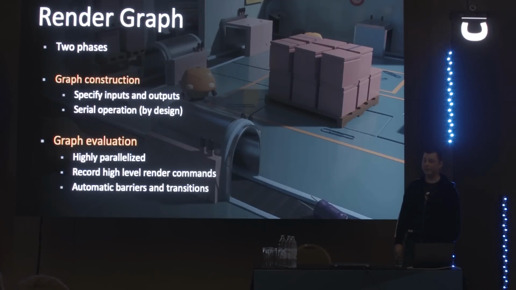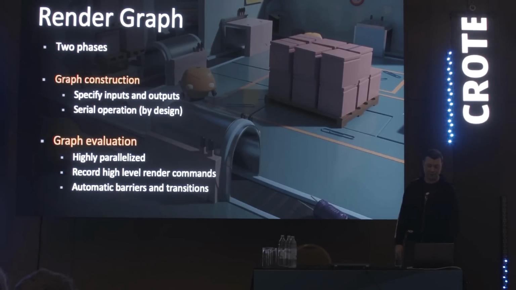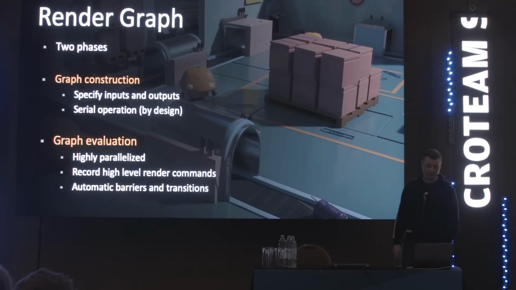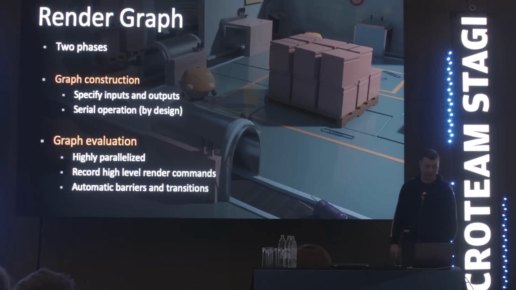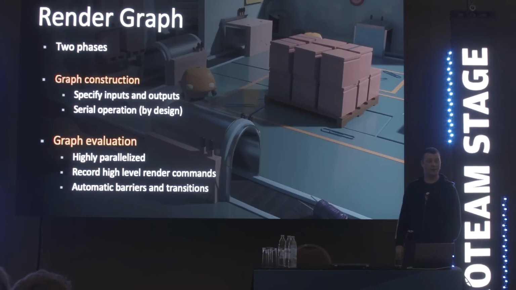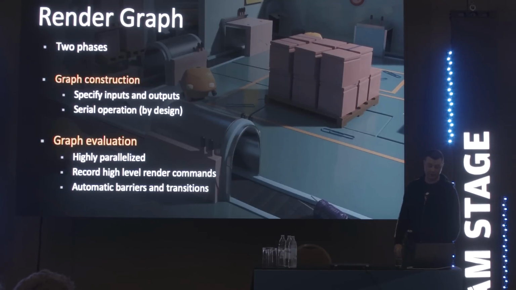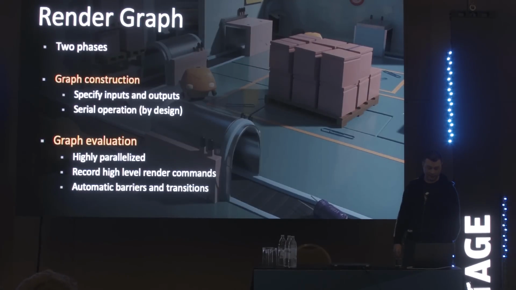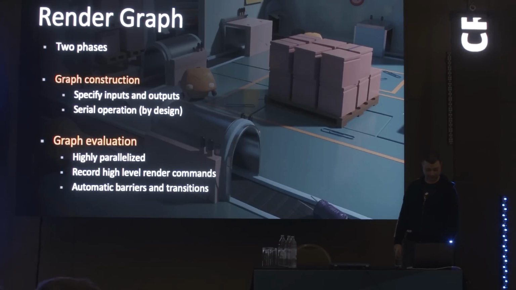Render graph runs in two phases, construction and evaluation. Construction specifies the input and output dependencies, and this is a serial operation by design. If you implement a hierarchical Gaussian blur as a single pass that gets chained X times, you want to read the size of the input in each step and generate the proper sized output. Maybe you could split it up into some threads, but tracking dependencies in order to do a construction in a parallel fashion might be more costly than just running it serially. Evaluation is highly parallelized, and this is where the high-level render commands are recorded and automatic barriers and transitions are inserted.